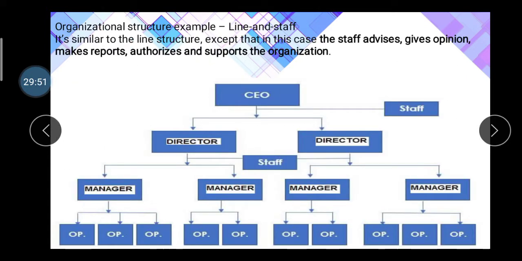Then the third one is the line and staff structure. It's similar to the line structure, but here one extra component is added, which is the staff advice. Here the staff gives opinions and reports and is authorized to support the organization. So one component, the staff, is added here. That's why this structure is called the line and staff structure.